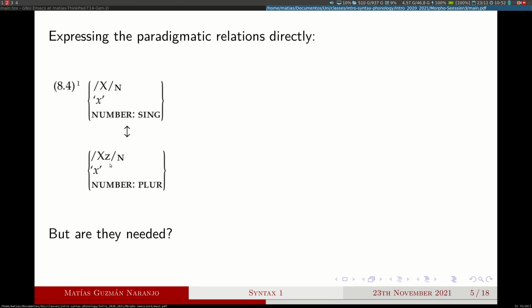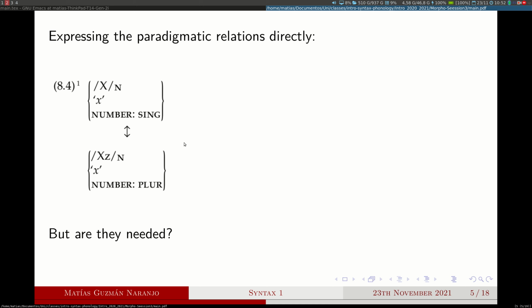It's still a noun, it has the same lexical semantics, but now the number is plural. And this is a paradigmatic relation because you're saying they are in a position, they can fill in the same place in a sentence, and they are mutually exclusive. Now the question is, do we need paradigmatic relations in morphology?